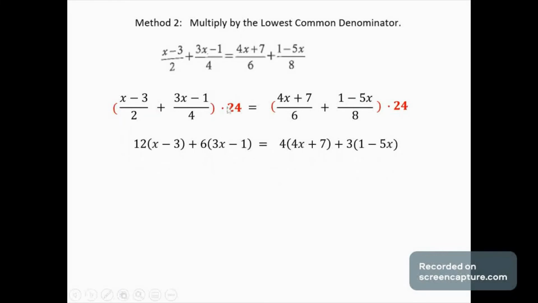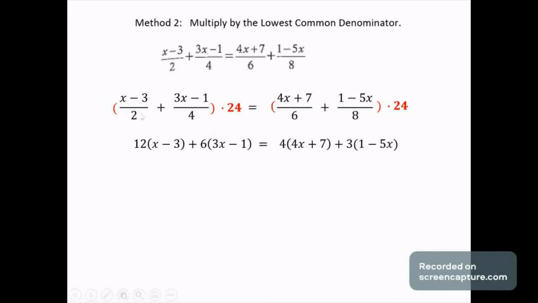So again, 24 divided by 2 becomes a 12. So I have 12 times that. Plus 24 divided by 4 here is a 6. So 6 times this. And keep going on this side. 24, and if 24 was on top of this fraction, 6 on the bottom, 24 divided by 6, you end up with 4. So 4 times that. And over here, 24 divided by 8 is 3. So 3 times that. I hope that makes sense.